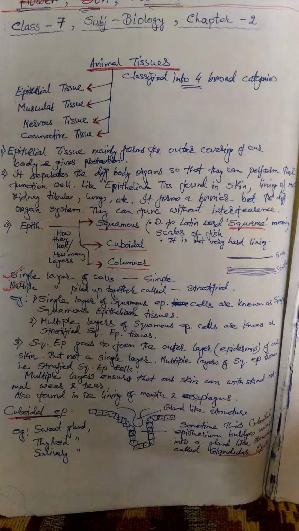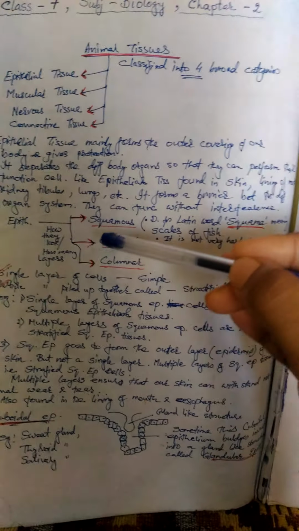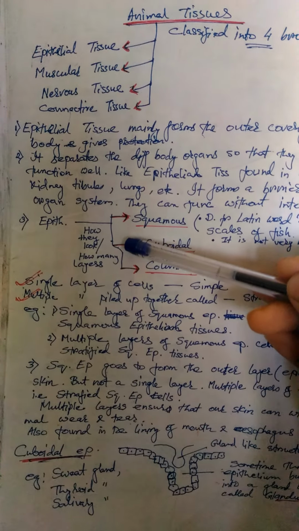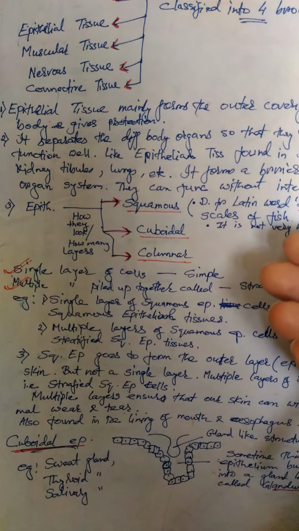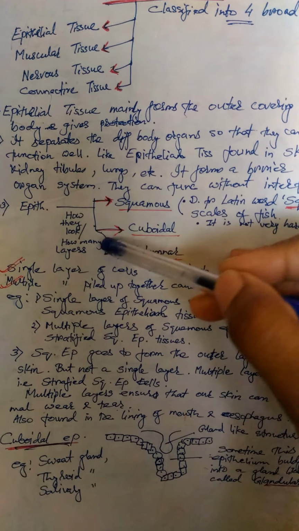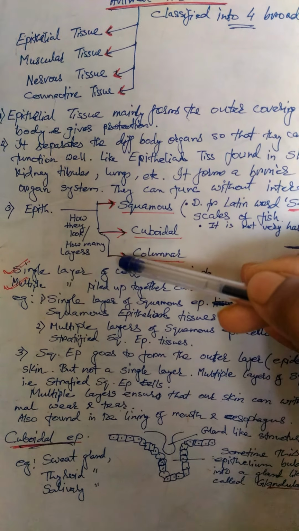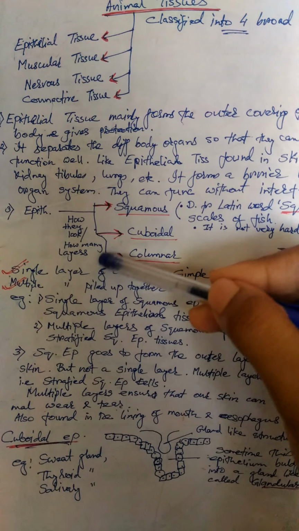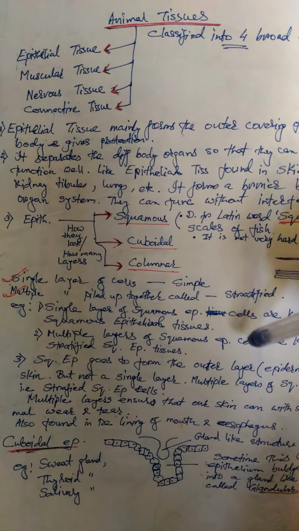Now coming to the types of epithelial tissues. Again, see here children, based on how they look like and how many layers are there. This part is not included in your book, but for your reference, for your knowledge, I am discussing this part also. It will help you to understand few areas in your book.